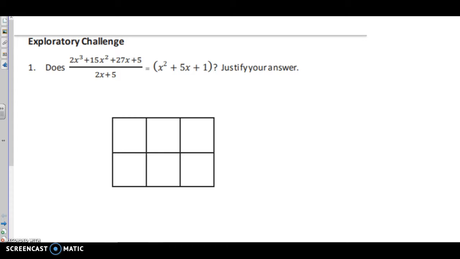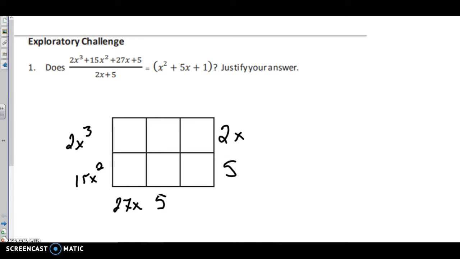So the first method we're going to look at is called the reverse tabular method. If you remember the tabular method we used to multiply, we're going to do the reverse of that to divide. So I'm going to start out with what I'm dividing by. So the 2x and the 5 are going to go on the side. And I know I want my answers to be 2x cubed, 15x squared, 27x, and 5.